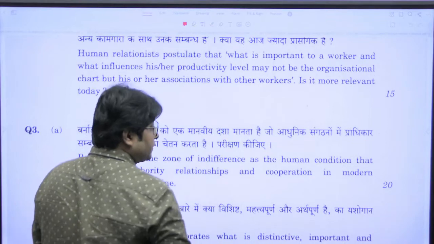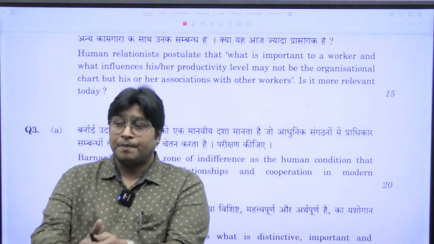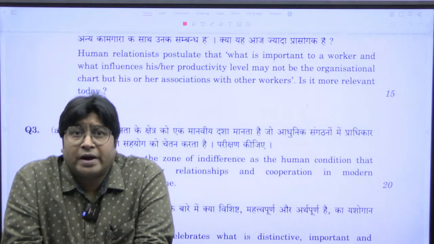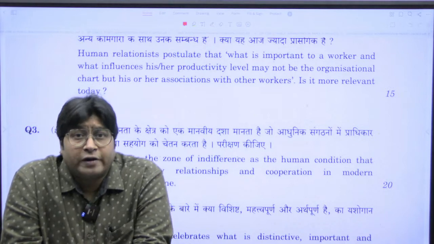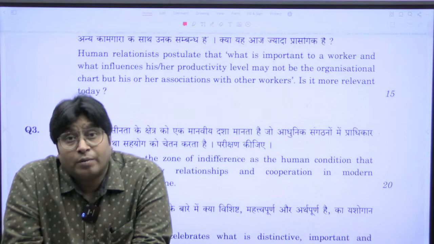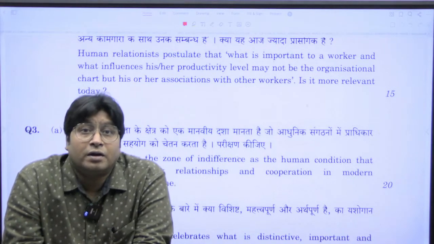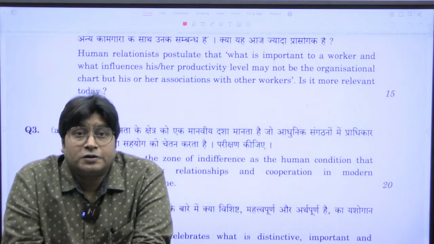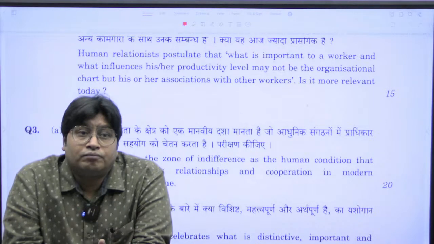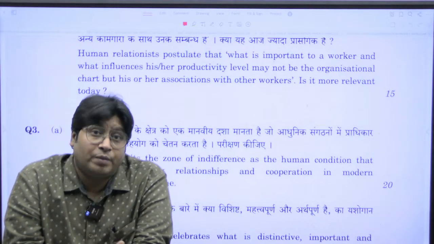Bernard, definitely Bernard and Simon, two important behavioral scholars who had immense contribution to decision making, leadership, zone of indifference, zone of acceptance, then formal and informal organizations. So Bernard and Simon definitely are the important scholars to look out for, especially when you talk about Paper 1, and especially even in your Part A as well as Part B.